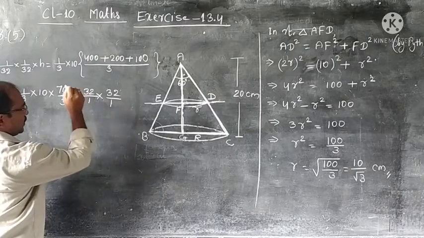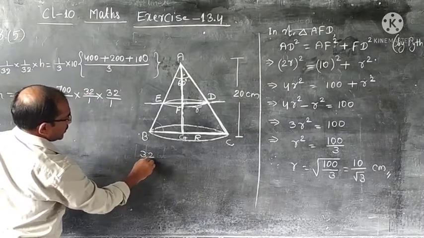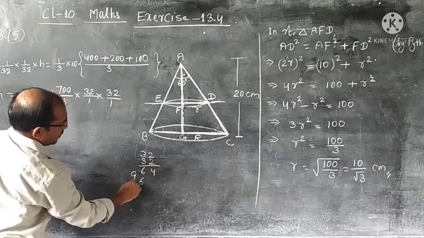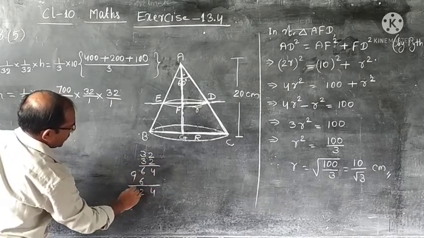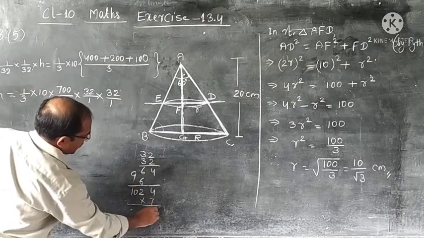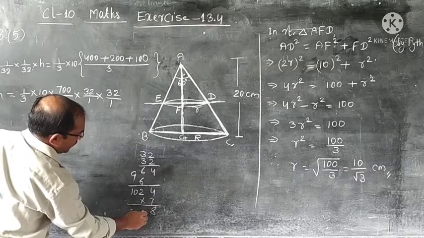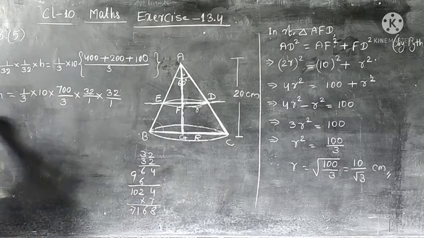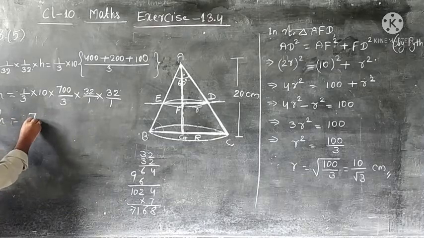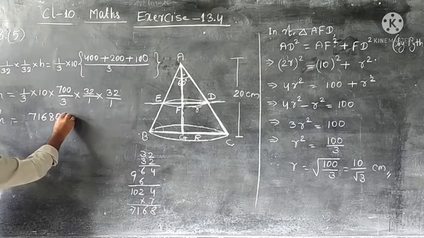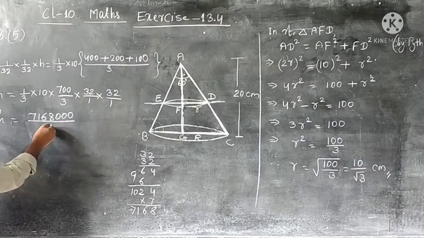So 32 into 32, let's multiply first. 32 into 32 is 1024. Into 7, 7 4s are 28, and so on, we get 7168. So we get here h is equal to 71680 divided by 9.